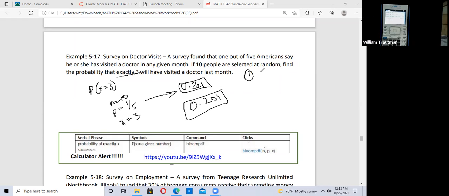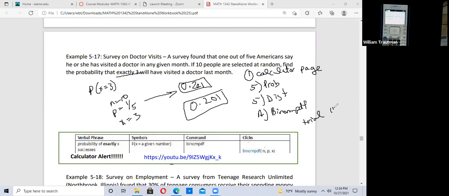The first thing we did was go to a calculator page on our calculator. Then we hit 5, 5, and A. Binomial PDF. This was probability, this was distribution, and then binomial distribution. And we filled in the blanks. We filled in trials was 10. Probability was 1 divided by 5. And then whatever it said next.